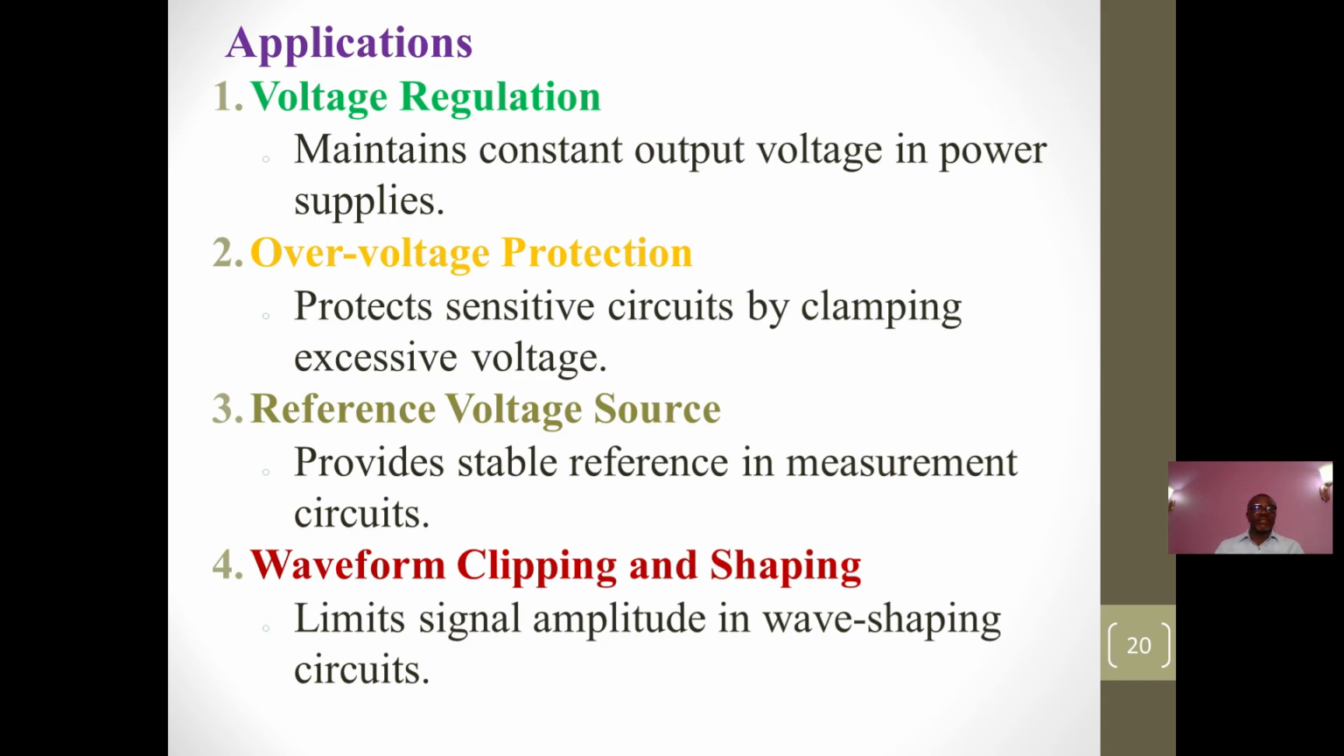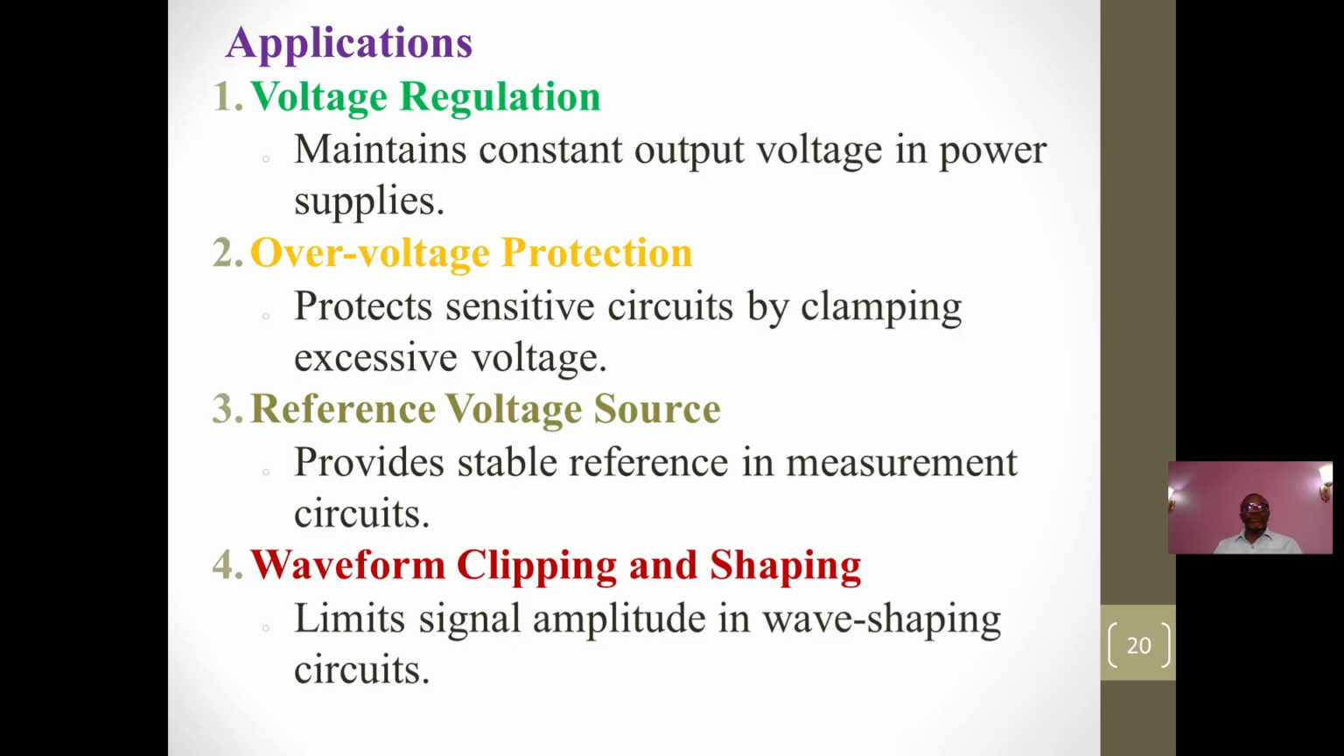The applications of these Zener diodes include voltage regulation. It helps to maintain constant output voltage in power supplies, because we have seen in that plot that even if the voltage is increasing, the current remains almost constant. If you look at the plot, you see that at a certain voltage point, the current rises sharply.